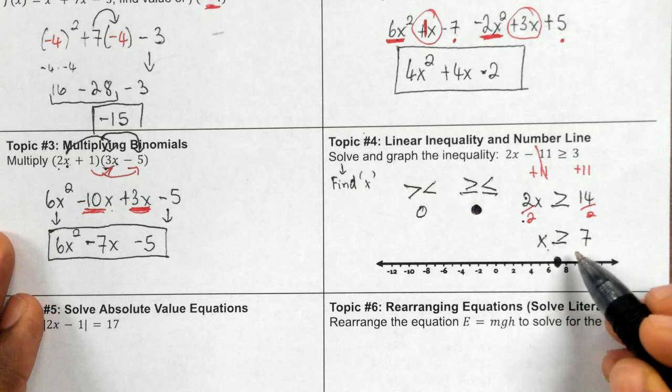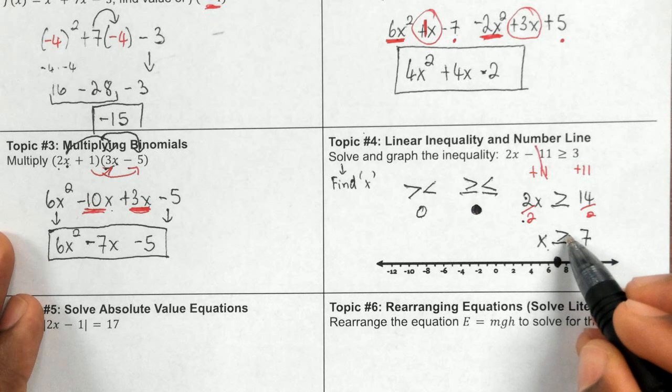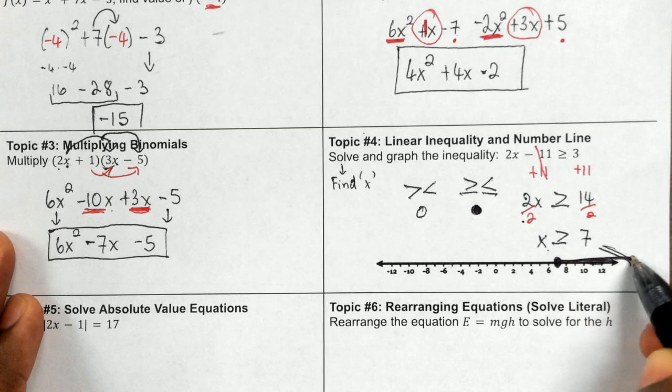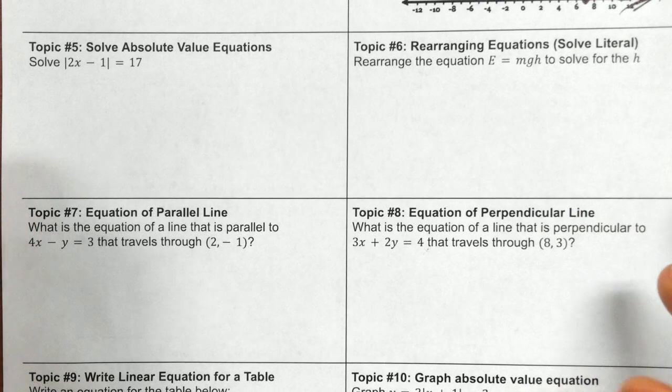All the numbers bigger than 7 are 8, 9, 10. So numbers to the right, or you can think about this like an arrow pointing to the right. So you shade to the right. Okay? So next question. We're trying to solve the absolute value equation.